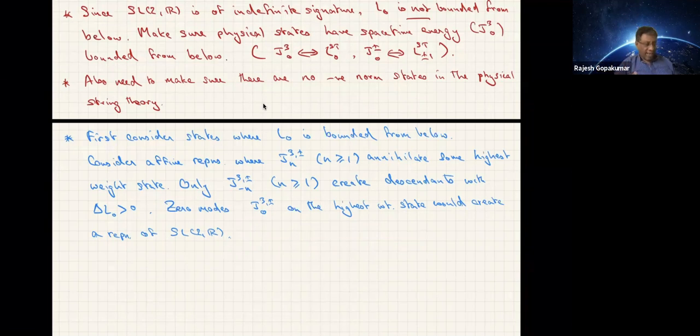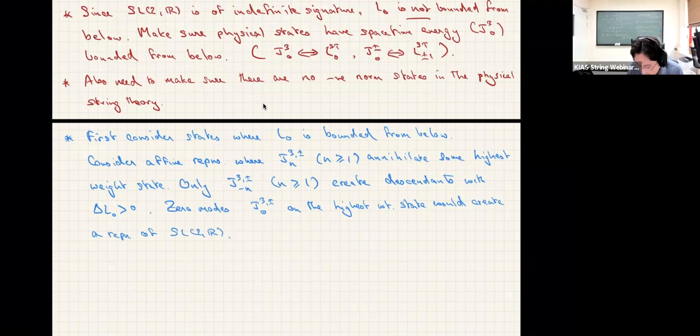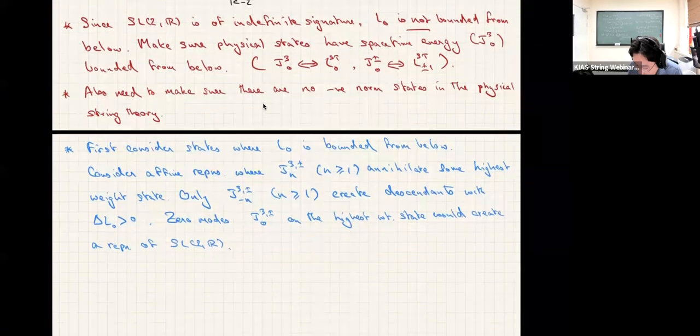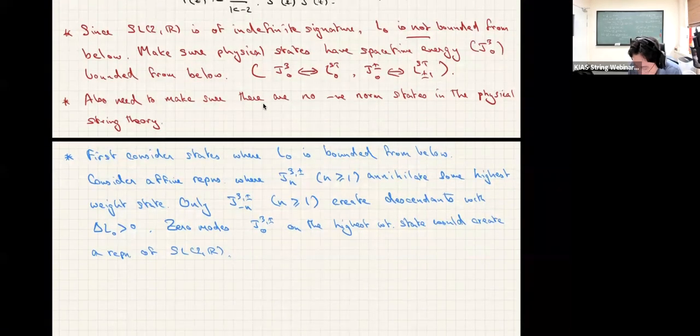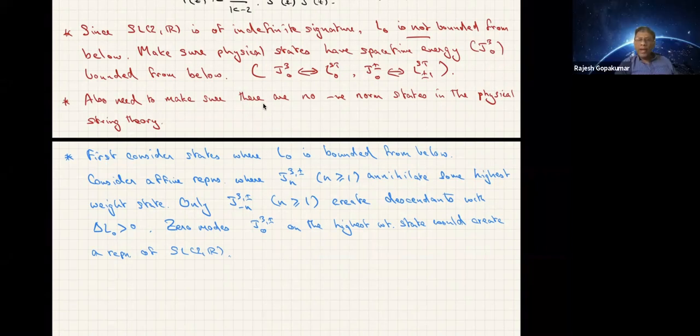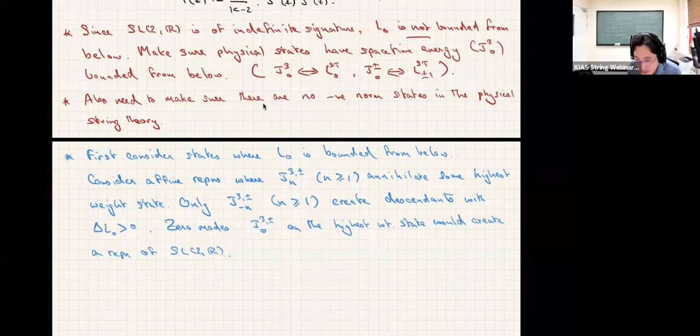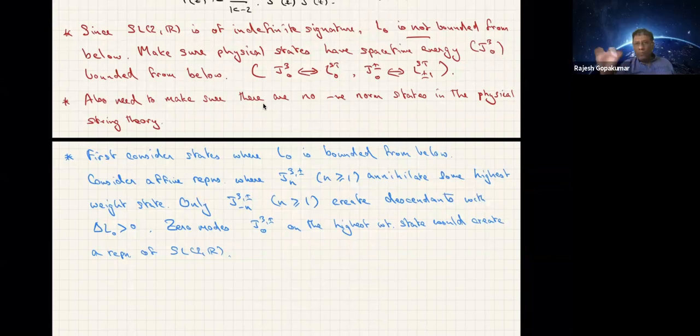Yes, Jungi, you asked. Previously you said L0 is not bounded, but when you say L0 is not bounded, is it world sheet L0 or space-time L0? If I don't put any subscripts, I mean the world sheet L0. There are two problems which are not obviously related. In fact, the space-time L0 is also not obviously bounded from below, but they are slightly distinct problems. One is that the world sheet L0 is not bounded from below. That's one issue.